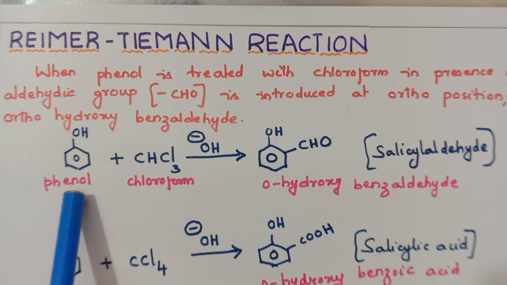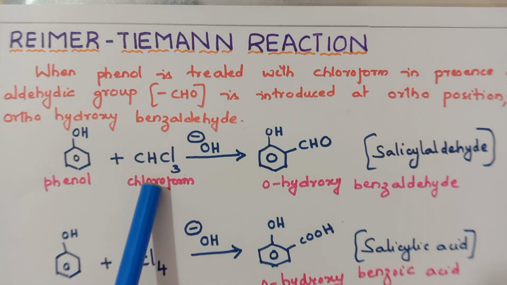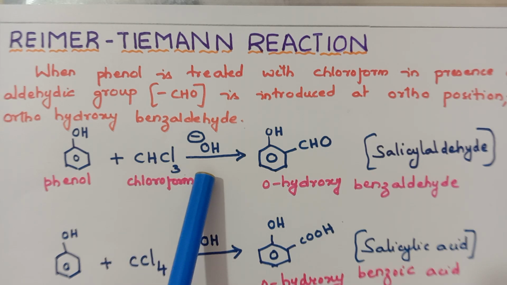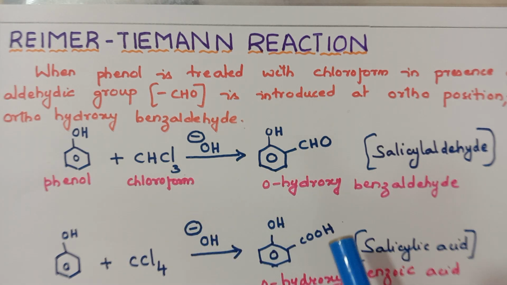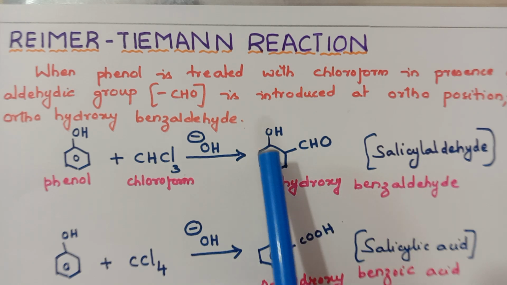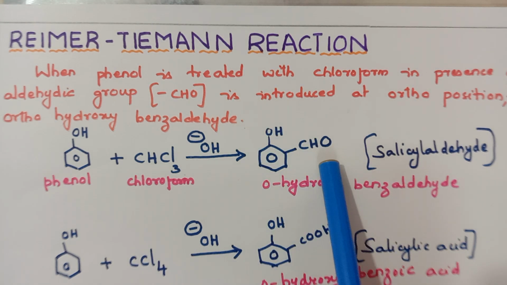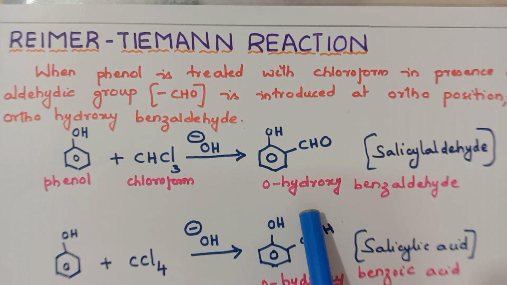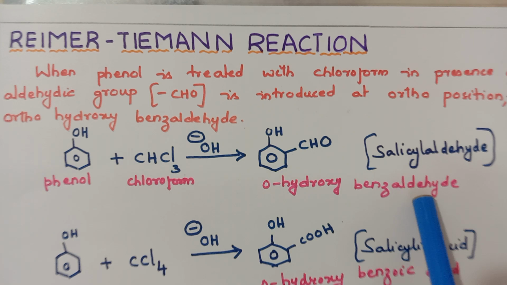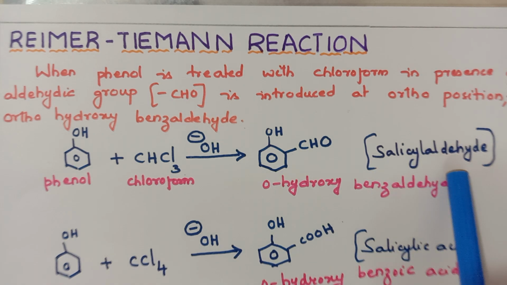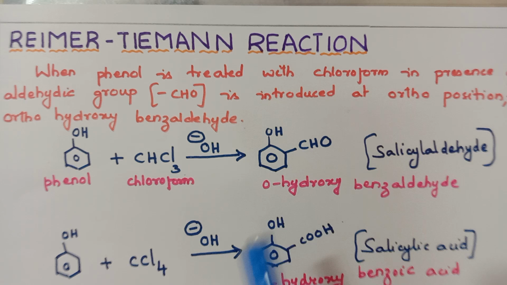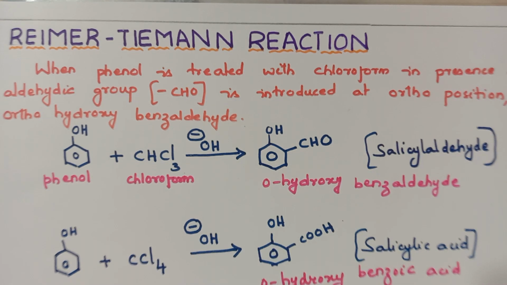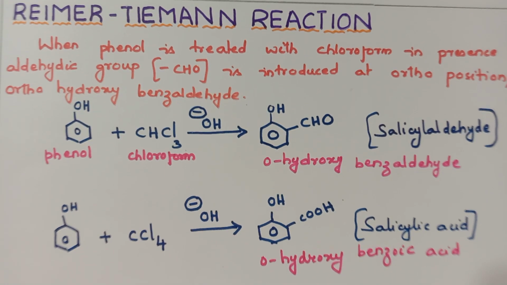Okay, and the reaction goes like this, students. This is phenol, as you all know, reacts with chloroform, formula CHCl3, in the presence of a base. So I have written here OH minus, forming benzaldehyde. OH, CHO, both are adjacent. So this is the ortho position. Hence it is called ortho-hydroxybenzaldehyde, which is also called salicylaldehyde.